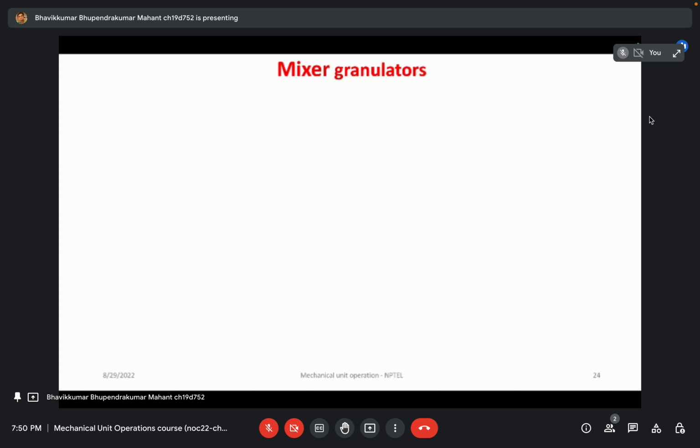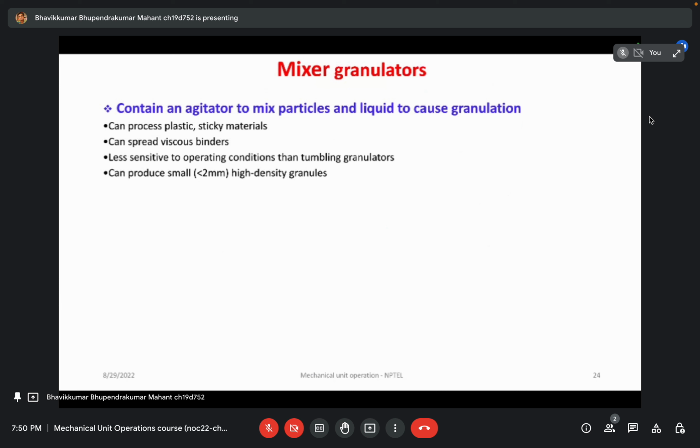Now I just want to list some more important topics which can be useful for your understanding, as well as basic problems that need to be solved. First, a mixture generator which can contain an agitator. We require some mixing unit, which can be an agitator or some other mixer, to mix particles in liquid to cause the granulation.